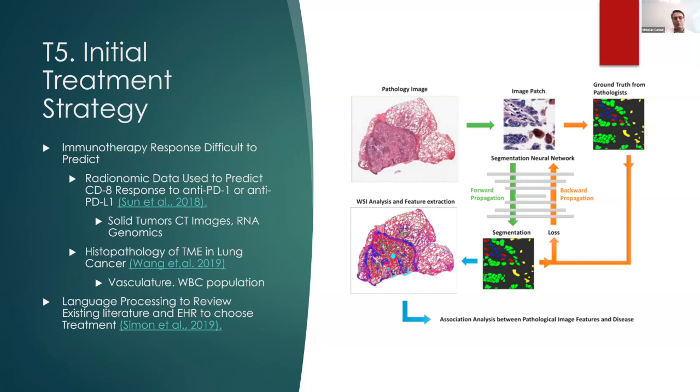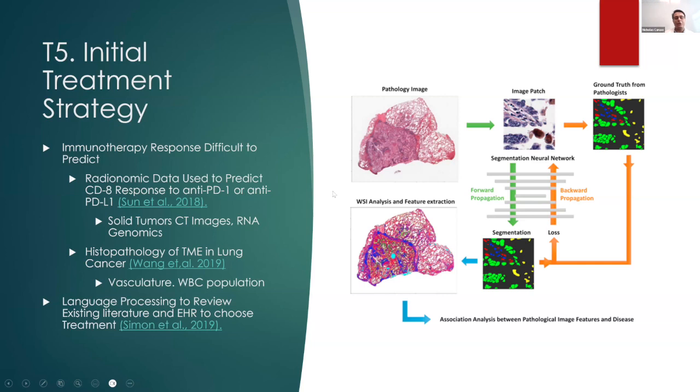But one area where we're not super great at understanding the effects of treatment is immunotherapy. It's difficult to predict. But one study used radiomic data, radiology, to predict a cancer's response to anti-PD-1 or anti-PD-L1 cancer treatment, which is immunotherapy. And they used solid tumor CT images and RNA genomics.